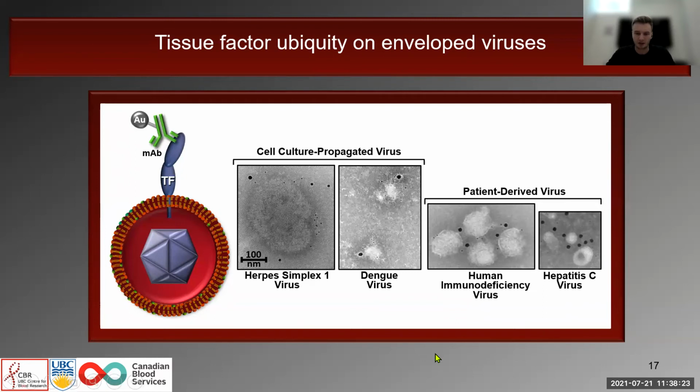And as we previously mentioned, viral infection can affect coagulation in a number of ways, but our lab hypothesizes that this tissue factor on the surface of viruses can directly contribute to coagulation. Next slide, please.